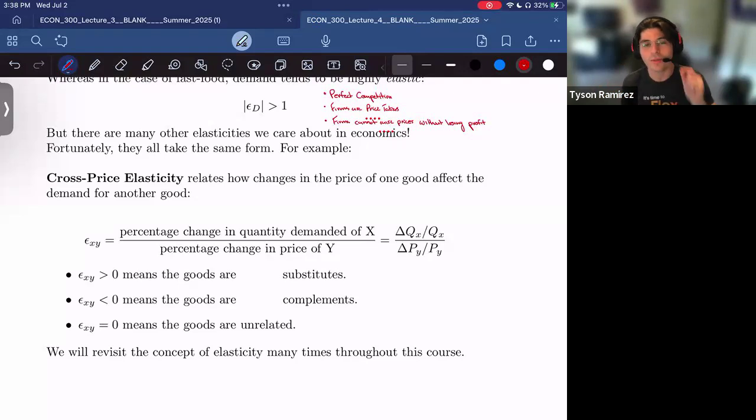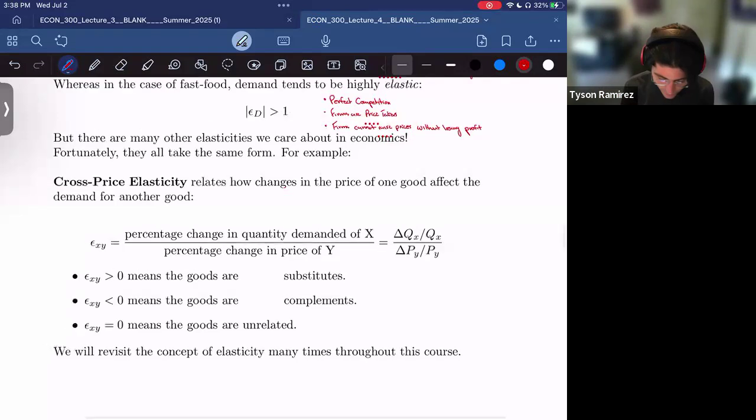We need to be comfortable with the concept of elasticities because this will pop up throughout the course and even later on in this lecture.